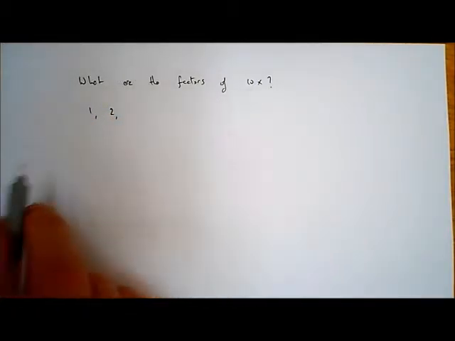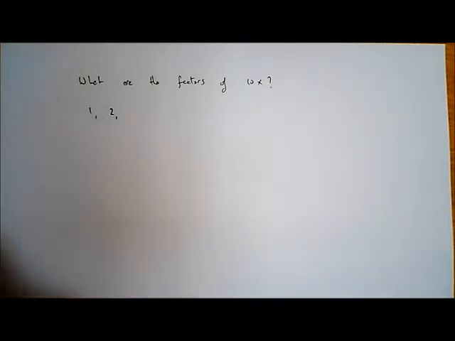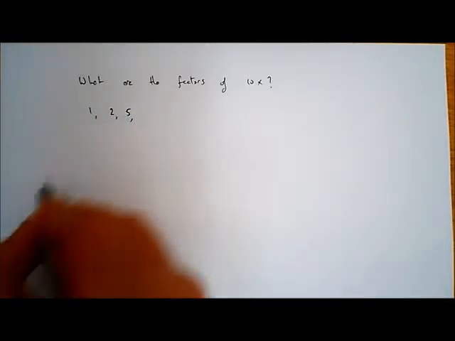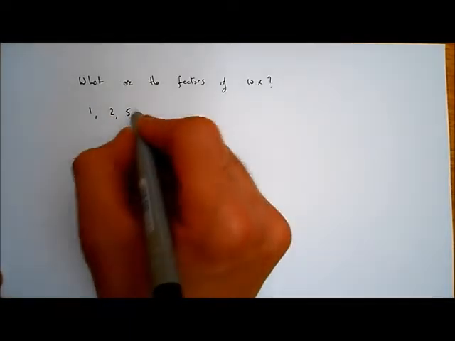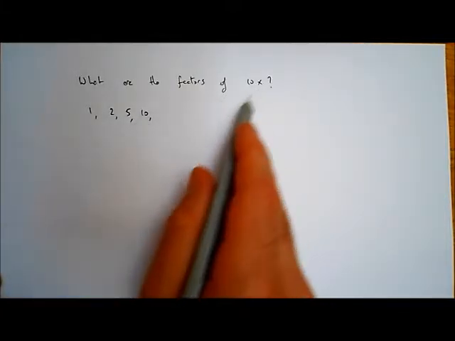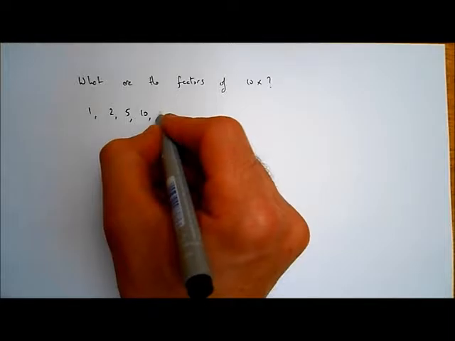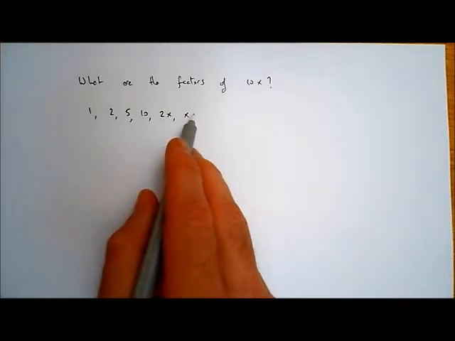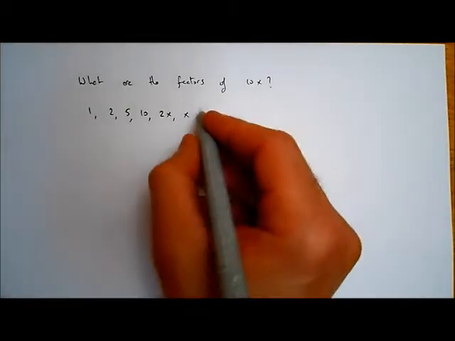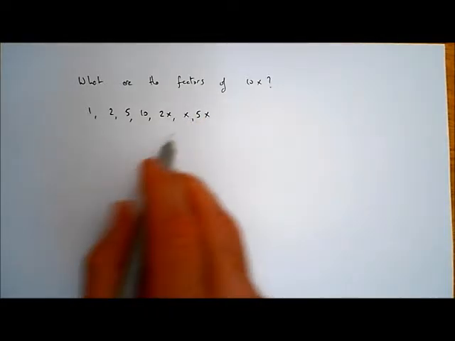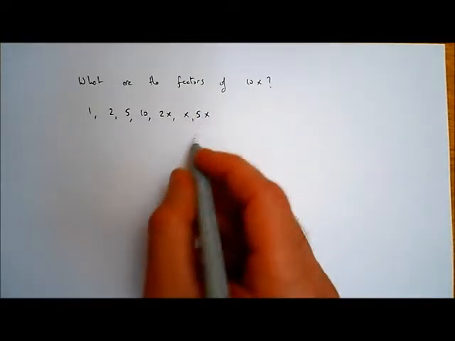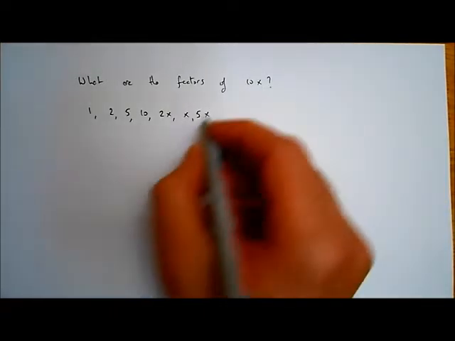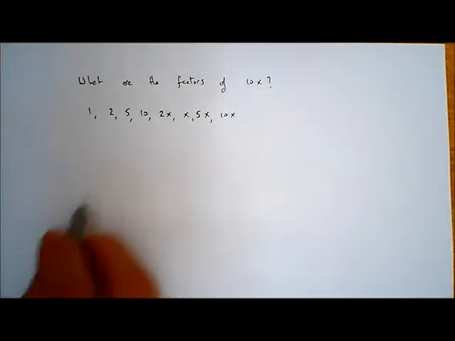2 is also a factor of 10x, because 2 into 10x goes 5x times. 2 multiplied by 5x will give me 10x. 3, 4, 5 is a factor of 10x. We could say 10 is a factor of 10x, because 10 divides evenly into 10x. 2x is also a factor, because if I multiply 2x by 5, I'll get 10x. x is a factor, because x times 10 will give me 10x. 5x is a factor. So 5x divides evenly into 10x. 5x multiplied by 2 gives me 10x. And 10x is a factor. So these are all the factors of 10x.